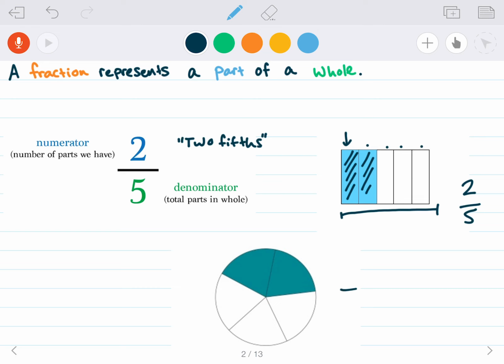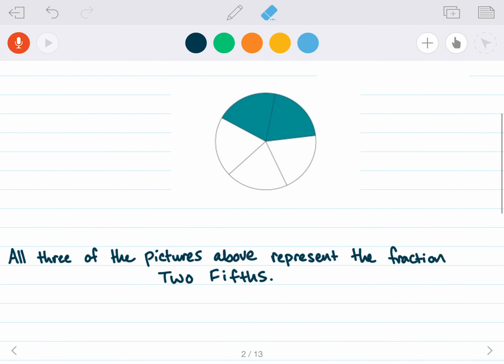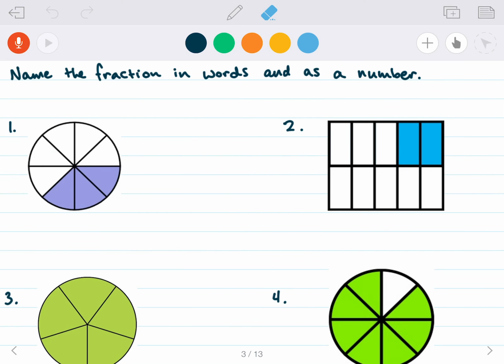We can also look at a picture like this. This time, again, we have 1, 2, 3, 4, 5 total parts. That's going to be on the bottom. And how many are shaded are going to be on the top? It's going to be 2. So 2 out of 5. All three of these pictures represent the fraction 2/5. So let's do some practice.